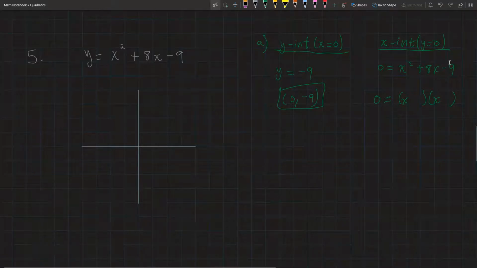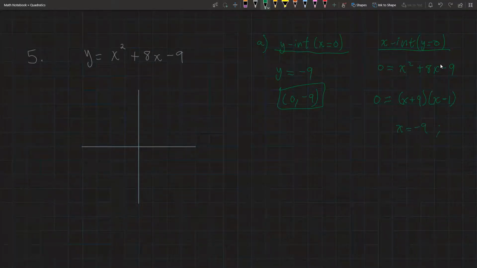And -9 possibilities are 3 and 3, but that won't make any 8. So I see a 1 or a 9. And it's got to be +9, -1. So therefore, our X-intercepts are located when x equals -9 or when x equals 1. And remember that they're points, so we will write them as -9, 0 and 1, 0.